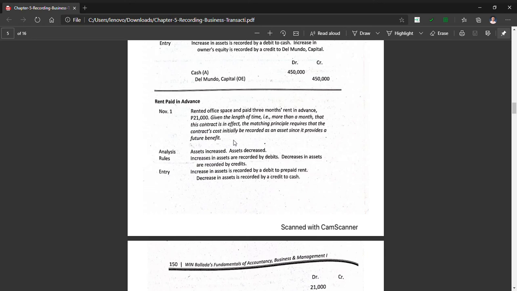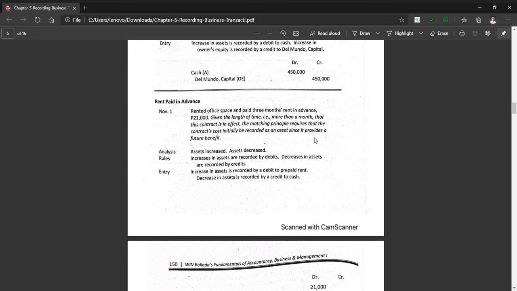Okay, so in this case, meron tayong payment in advance, right? Meron tayong payment in advance. Hindi pa natin siya pwedeng i-expense, right? Kasi hindi pa natin siya gastos. Saka lang natin siya masasabing gastos natin kung na-consume na natin yung 3 months, right? Kung na-consume na natin ang 1 month each, right? So, for every month, pwede tayo mag-record ng expense. So, in this case, dahil 21,000 ang binayaran natin, that is a payment in advance, we cannot record this as an expense.